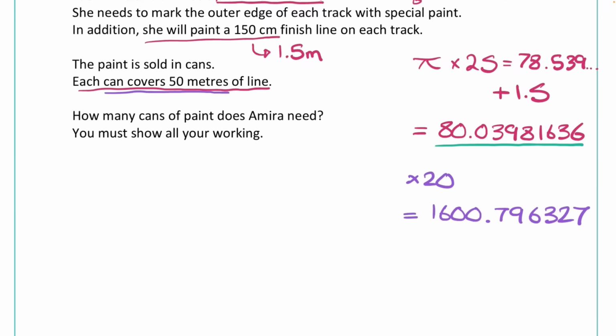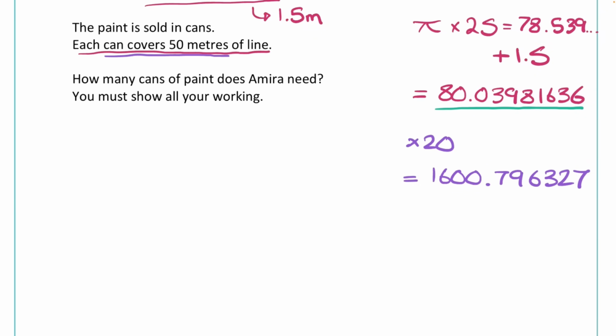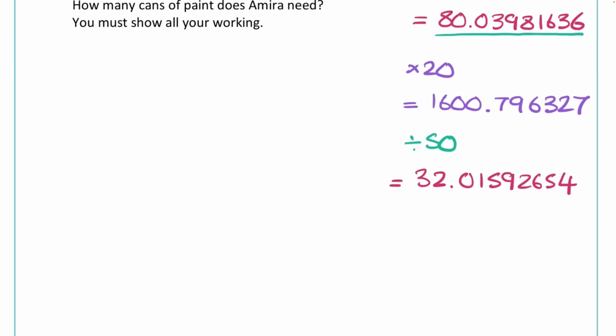Now it says, of course, that each can covers 50 metres of line. So if each can covers 50 metres, to find out how many cans I need, I divide this by 50. So on my calculator, divide by 50, and that comes out as 32.01592654. Now, although that is super close to 32, it is actually just over, so I would need to round that up to make sure I cover it all.